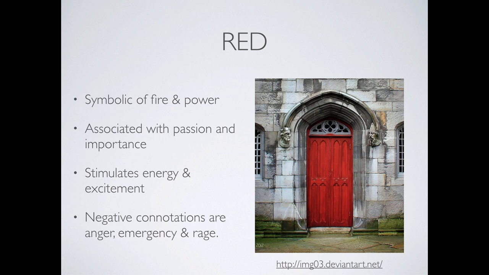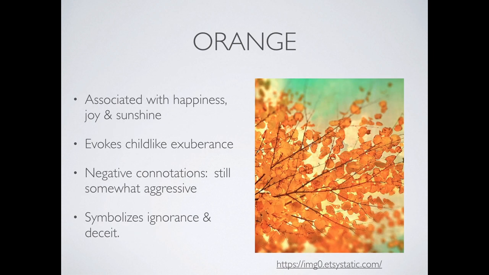Orange is associated with happiness, joy, sunshine. No surprise that it would be there. It evokes childlike exuberance. The negative connotations, it's still a little aggressive. It's not quite as aggressive as a red color, but it's still a little bit on the aggressive side. Apparently, it also symbolizes ignorance and deceit. I don't quite get how that is associated, but that's what the color theory book says.